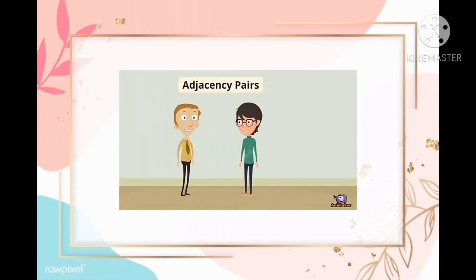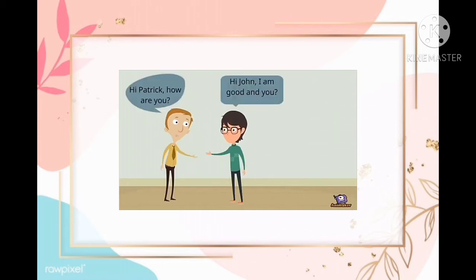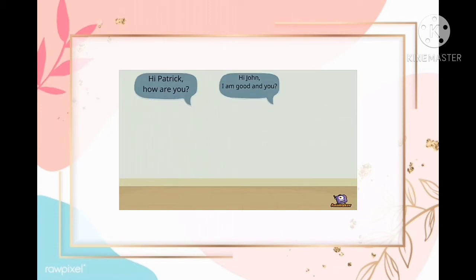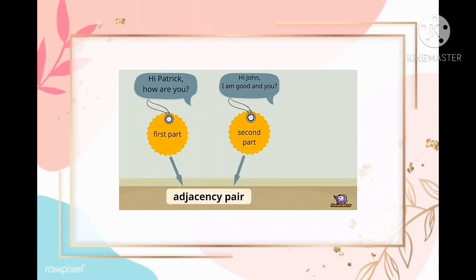Let's talk about adjacency pairs. Whenever we make an utterance, we expect a certain answer. For example, "Hi Patrick, how are you?" "Hi John, I'm good, and you?" In this example, "Hi Patrick, how are you?" would be the first part, and "Hi John, I'm good, and you?" would be the second part. Together, these are the so-called adjacency pairs.